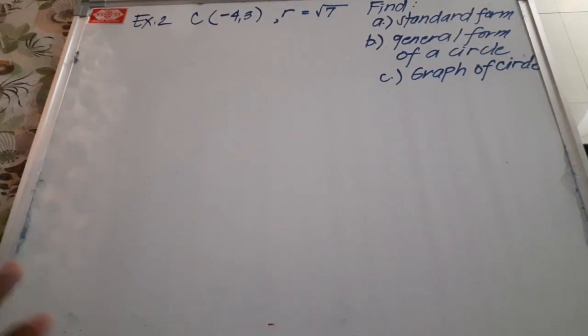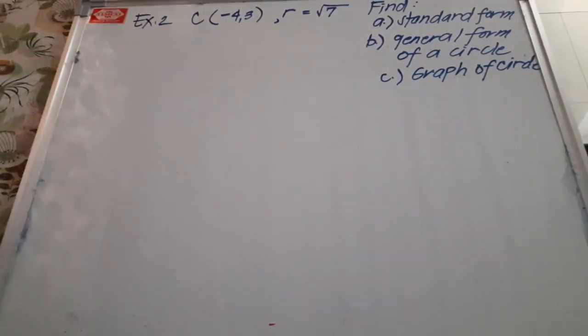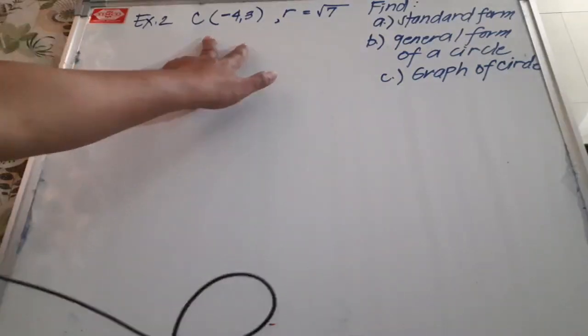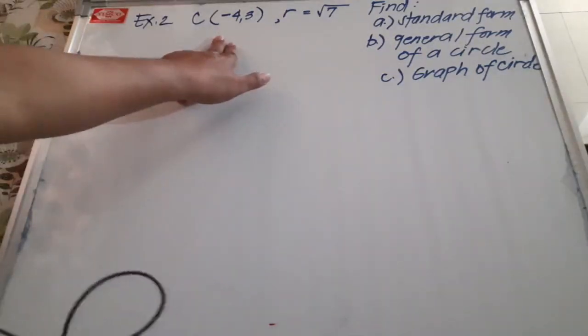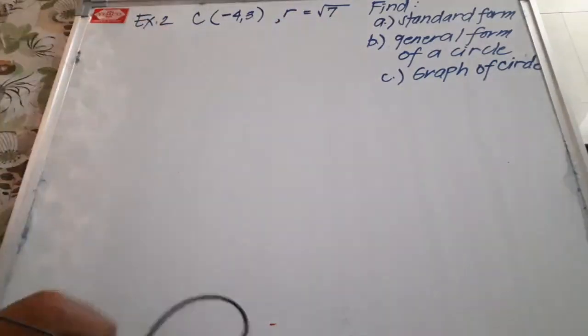Okay? Kagaya nito, our example here is that the conditions of the circle ay, ang center niya wala sa origin, nasa negative 4, 3. And then the radius is equals to square root of 7. This is almost the same doon sa aking first example. Nagkaiba lang sila doon sa first condition.